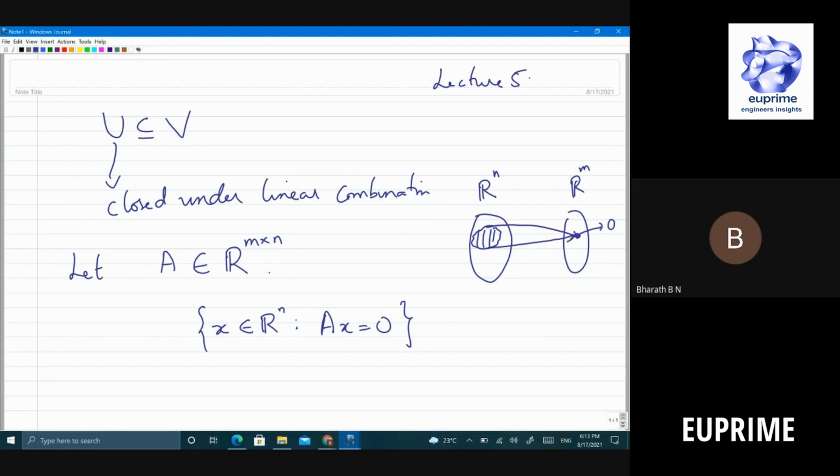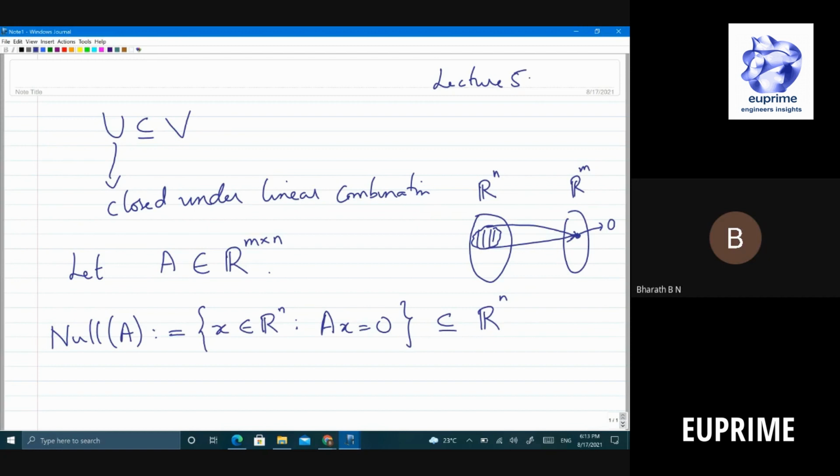There is some small subset here of vectors, all of which get mapped to 0. So obviously this is a subset of Rn. Do you agree with this, everyone? Of course, it is all those vectors in Rn that get mapped to 0, therefore it's a subset of Rn. Let me give a name for this. It's called null of A, because it is those vectors that when operated by A will give me 0. That's why it's called null.